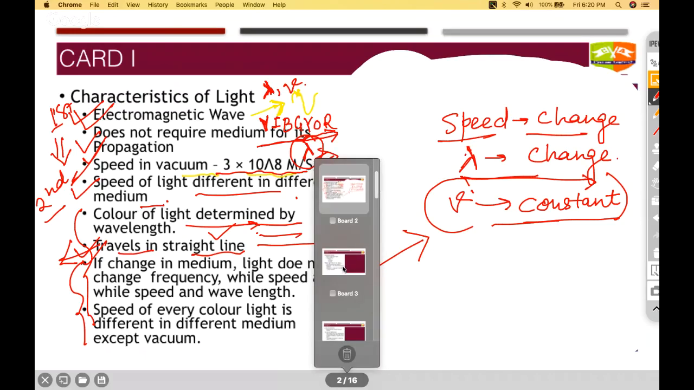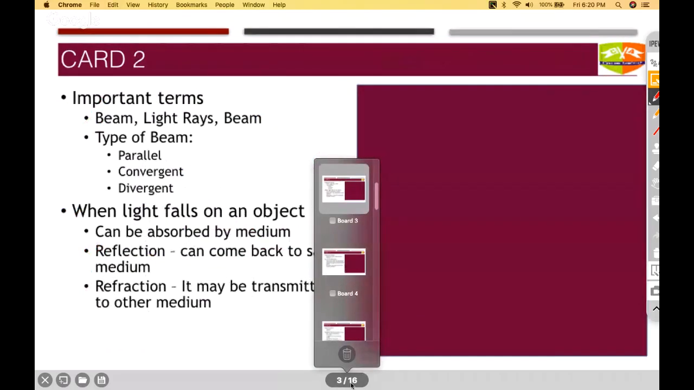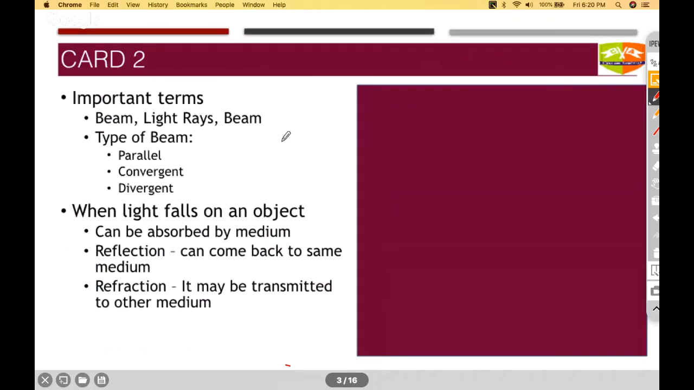Now let me move ahead. There are a few other terminologies which are important. We need to understand what is beam of light and what is light rays and all these things. So first I'll define optical medium. So any medium through which light passes.